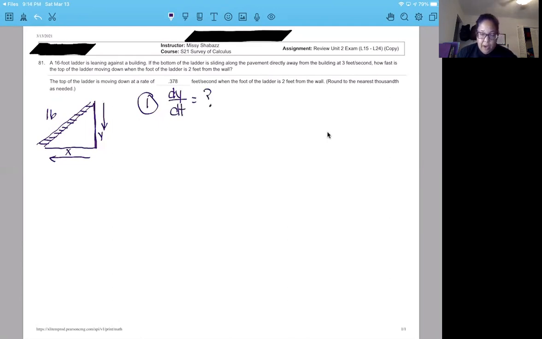Then we want to write down what we know. We know that dx/dt, the speed that it's going away from the building, is 3. And that is when the ladder is 2 feet away from the wall. So it is 3 feet per second when x is equal to 2.